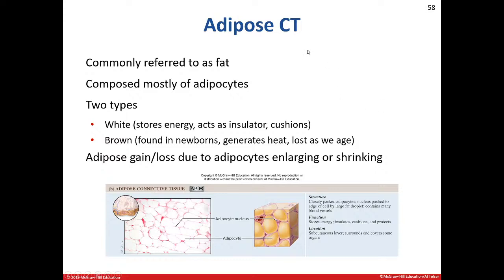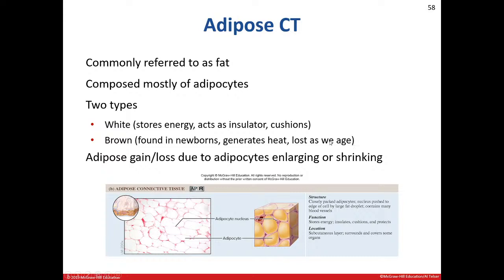Blood vessels. So adipose connective tissue is commonly referred to as fat or fat tissue. These are the cells, the adipocytes. These are the cells that hold on to energy long term for us, and there are two types. White, which stores energy long term and acts as an insulator or cushion. You will find it around certain organs to protect them from falls and things like that. Adults should have almost entirely white adipose. Brown adipose is found in newborns, and it generates heat, and it's lost as we age.